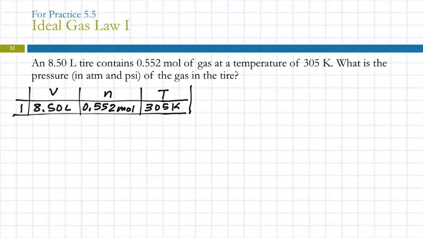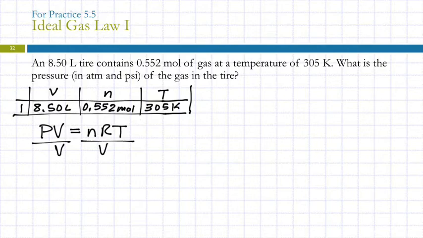Pressure. So I need the ideal gas law. PV equals nRT. And they're asking me for the pressure. So I'm going to rearrange this. I'm going to divide both sides by V. The pressure is equal to nRT over V. So I have V, n, and T. I know what R is, and so I can just plug all of these into this equation. Always write the units.